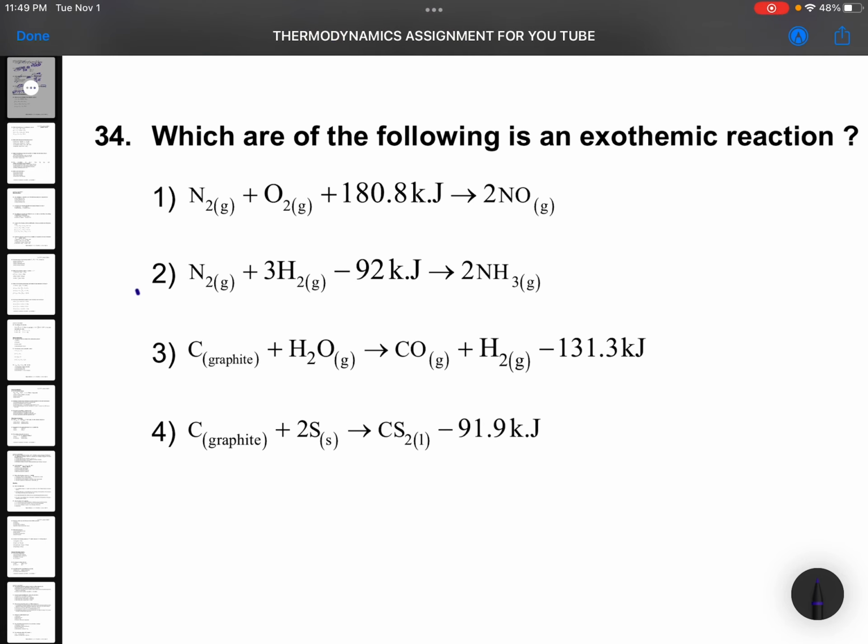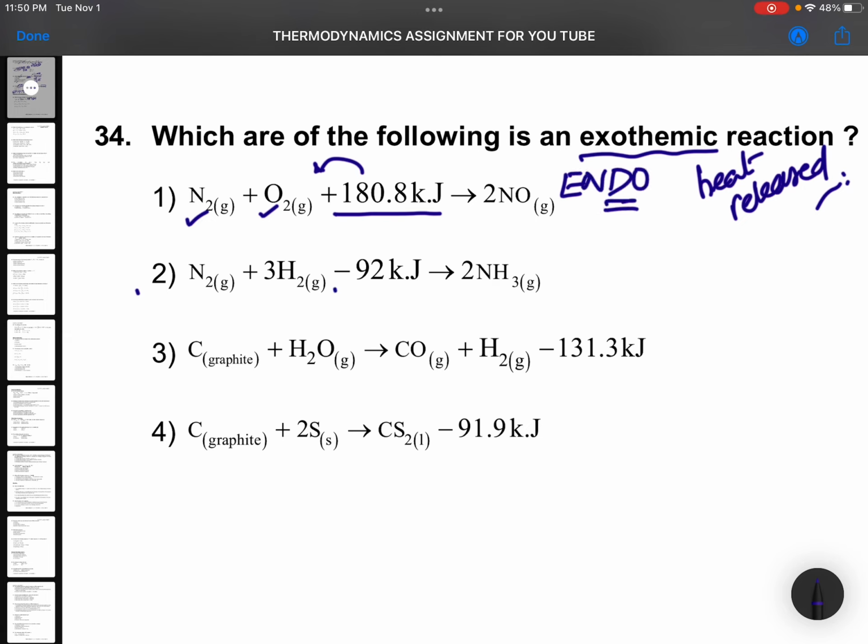Which of the following is an exothermic reaction? What do you mean by exothermic reaction? Exothermic reaction means heat is released. Here, 180.8 kilojoules of energy you need to give along with this. That means N2 and O2 should be supplied. So this is endothermic.